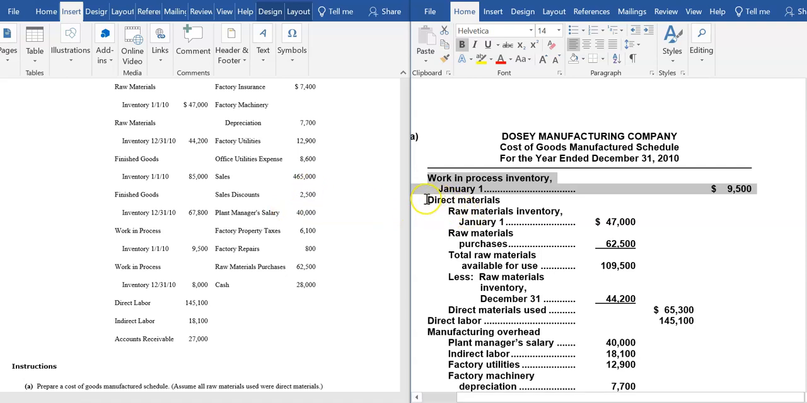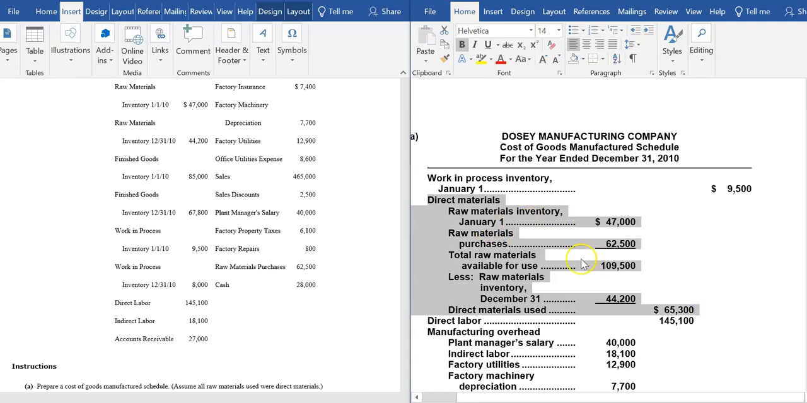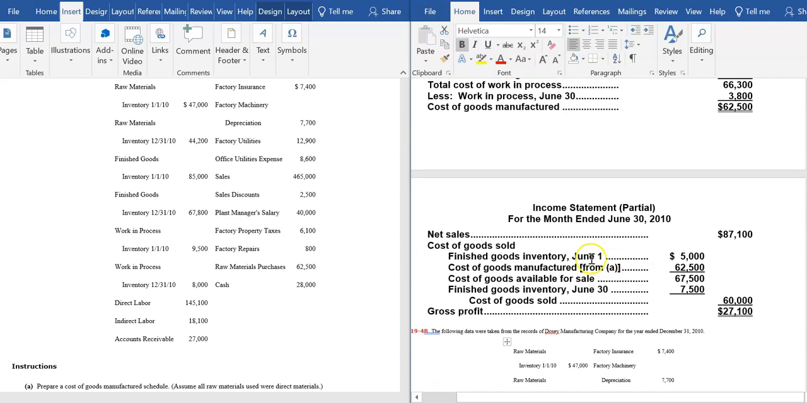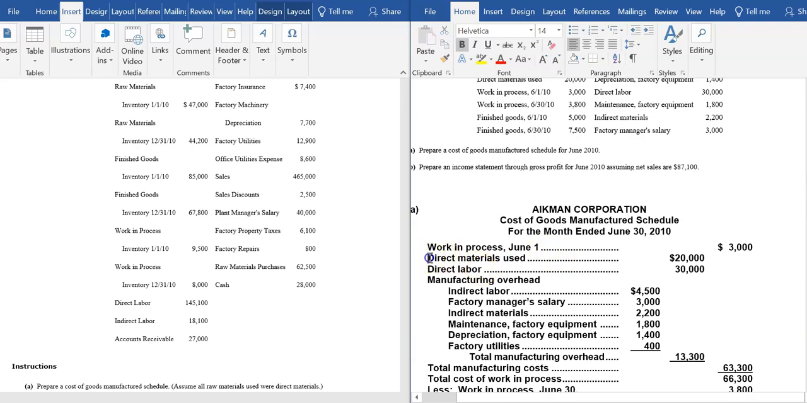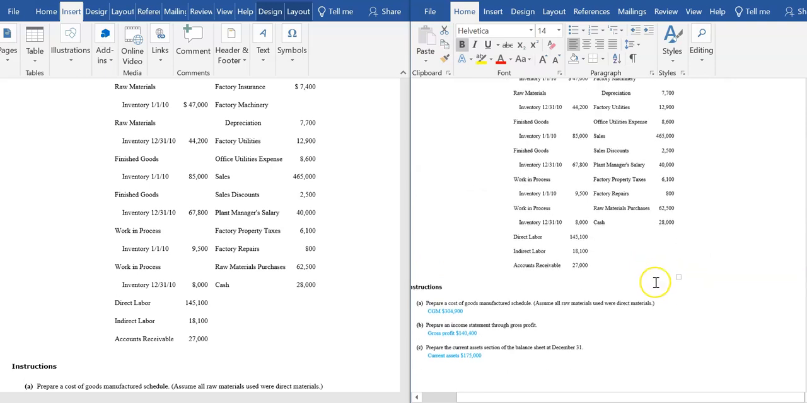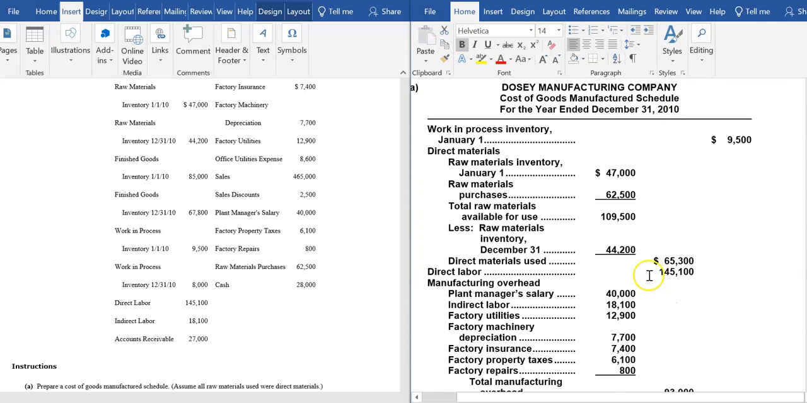To do that, we are going to show the flow of costs through the direct materials account. Now this is a little bit different than what we did in the previous problem. In the previous problem, they just told us the amount of direct materials used. But in reality, what we're going to do here is show where that direct materials used amount comes from. And the amount of materials used is the amount that comes out of the raw materials account. So we're going to show the flow of costs through raw materials.